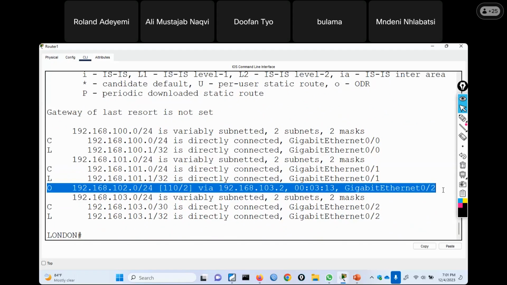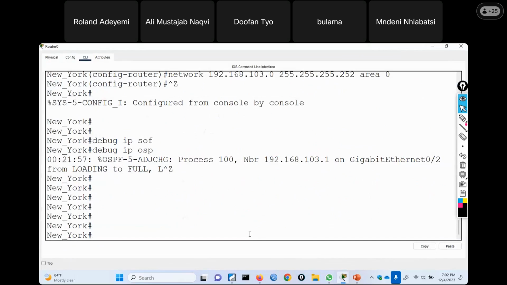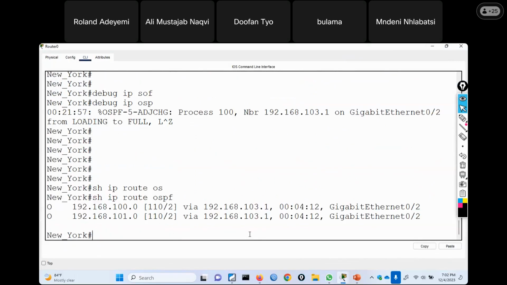So how did this network find its way into the routing table? Because this network has been advertised under OSPF in New York. Let's go to New York and find out what New York got. We go to the New York router and see what it has gotten. Let's just run show ip route. We want to see only OSPF routes, and hit enter.